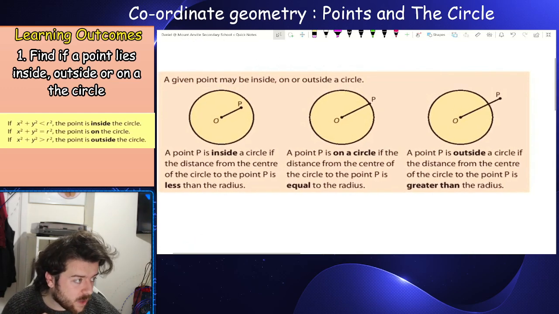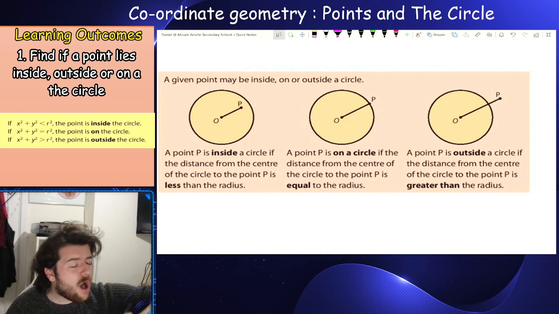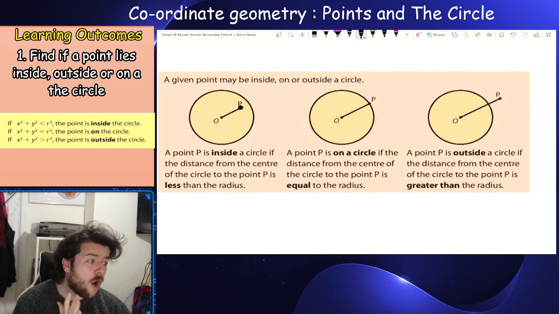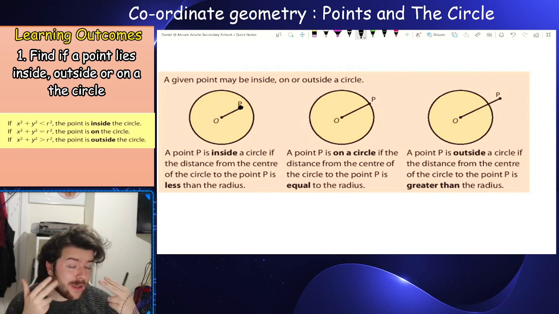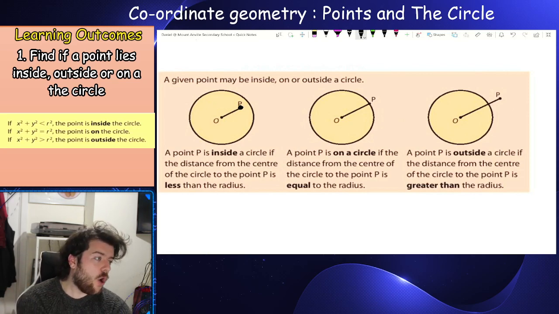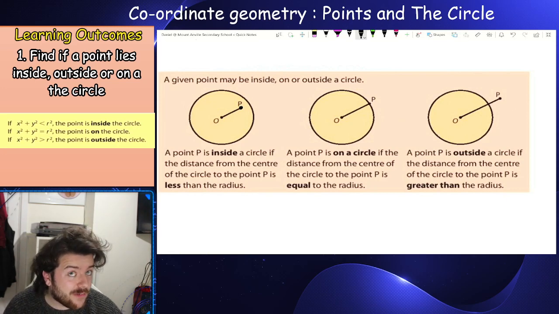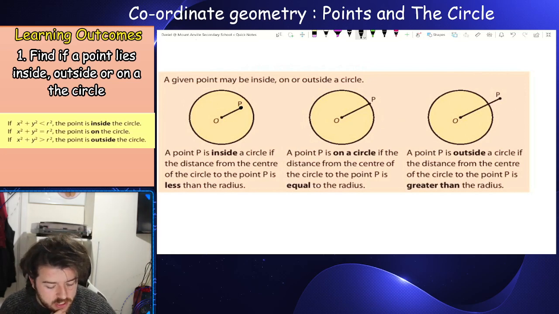Well, let's just imagine we have a circle here, and I just put a point here. Now, obviously, we can see that this point is in the circle. But sometimes we're not given a diagram of the circle, so we need a little mathematical method of figuring out if a point is on, in, or outside a circle.